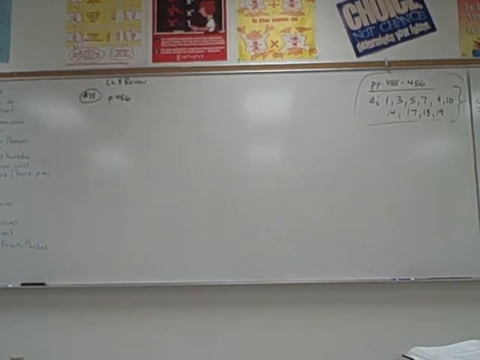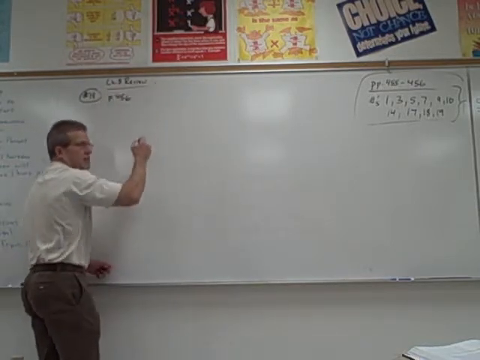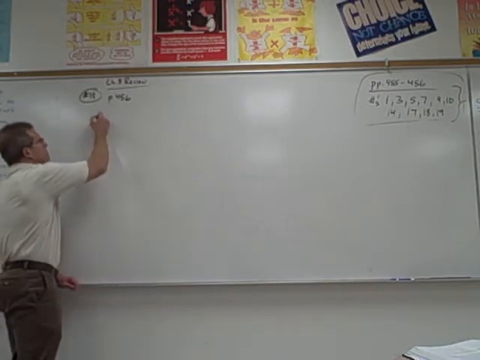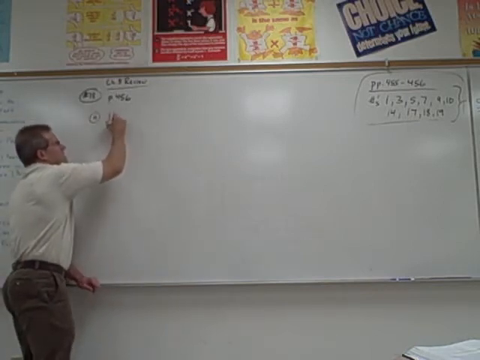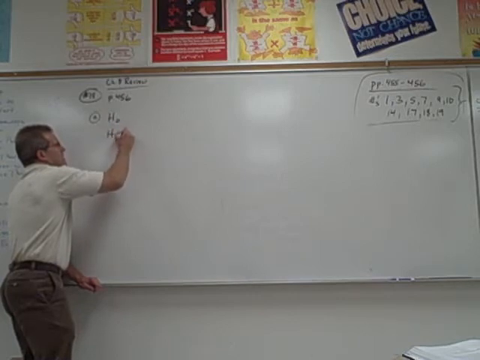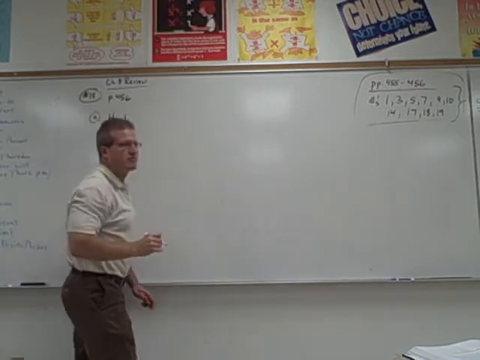Number 18, excuse me, on page 456. This is a chapter 8 review, and we're going to use the traditional method here. So, step A is going to be to write the null hypothesis and the alternative hypothesis.